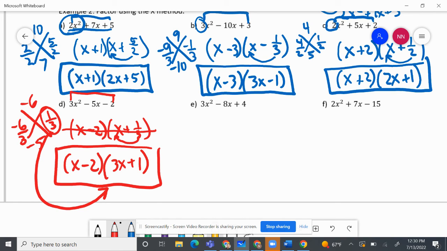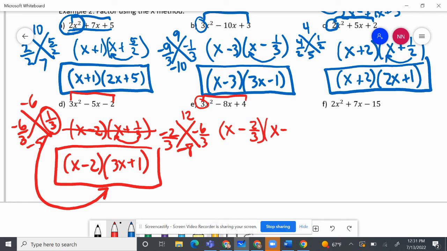So for the next one, what we have is 3 times 4, and that right there gives us 12. And so what we have are two numbers that multiply together, give us 12, add up to -8, and that would be -2 and -6. Because our leading coefficient is 3, we're going to divide each of these by 3, and that gives us x minus 2/3. And then we have the x minus 2. The 3 is in the denominator. We're going to bring it up, and that gives us 3x minus 2 and x minus 2.